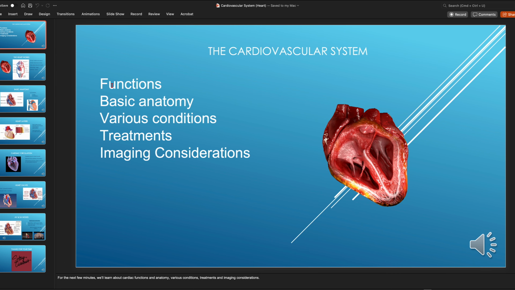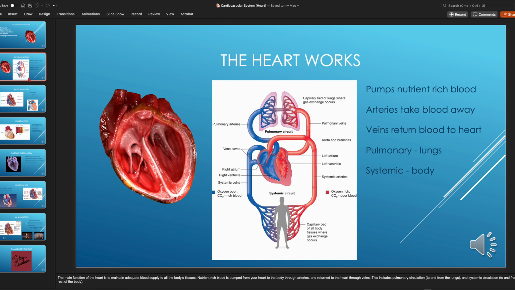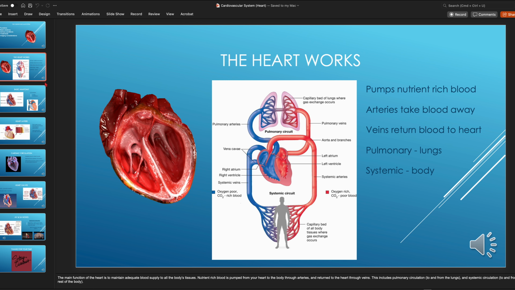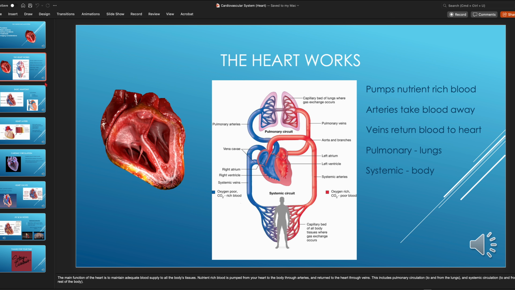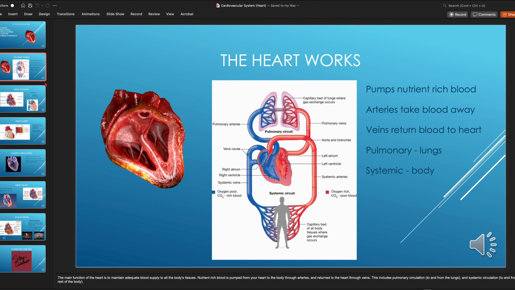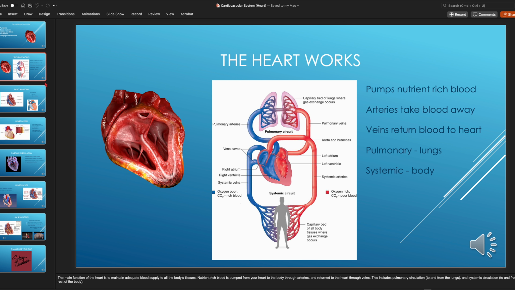I won't go through and read everything that's on here. Read it on your own time. We'll just talk about some important bits that you should know at this stage of your career and also for this course. So you should know that the heart consists of chambers. There are 4 chambers here: 2 atria and 2 ventricles.